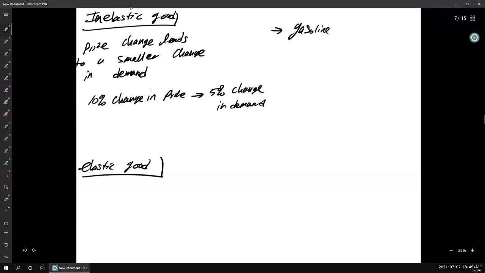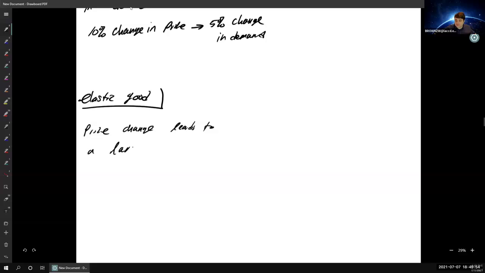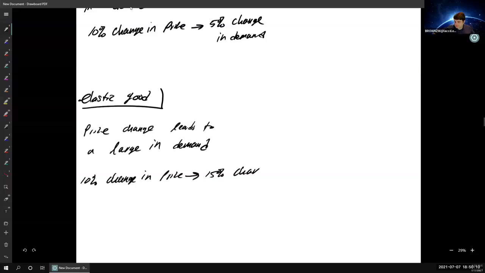Okay, so an elastic good would be an example where a price change leads to a large change in demand. So if we had something like a 10% change in price, that would lead to a 15% change in demand.